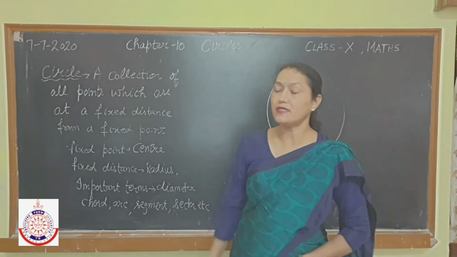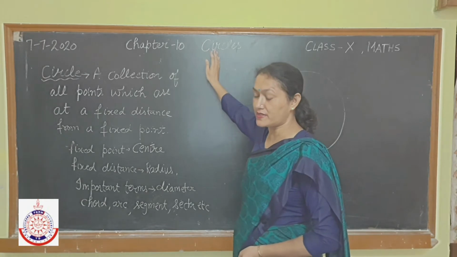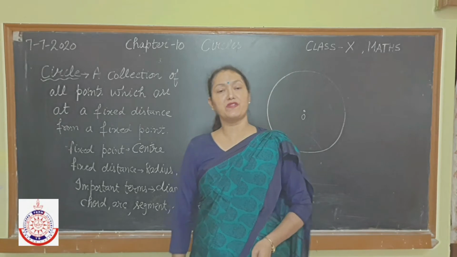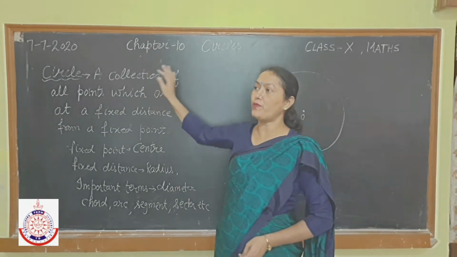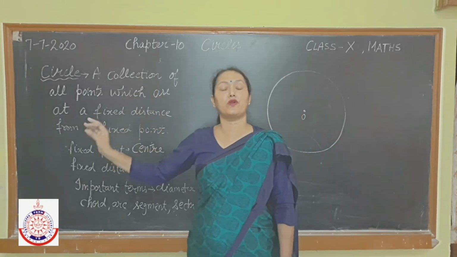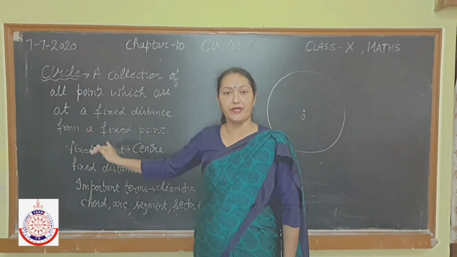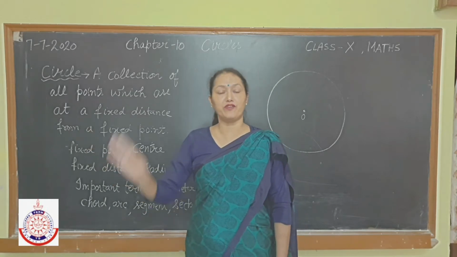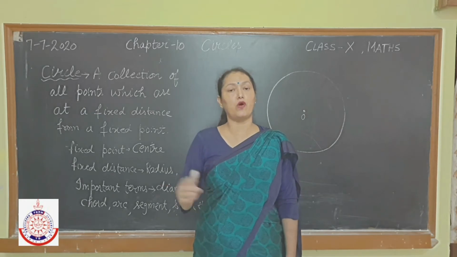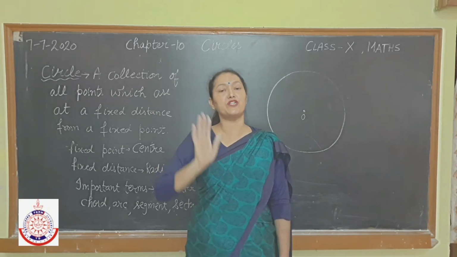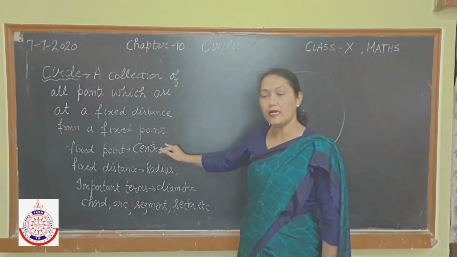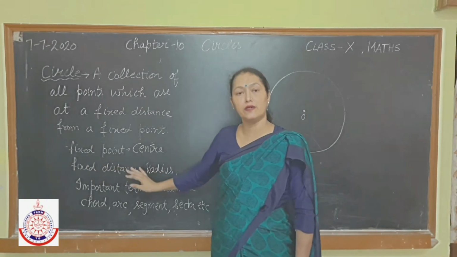Students, today we will be studying chapter 10, that is circles. Definition of circles you have done in 9th class, and you have studied that the set of all points, the collection of all points which are at a fixed distance or a constant distance from a fixed point, is called a circle. If we join various points which are at a fixed distance from a particular point, what shape is formed? Circle is being formed. This fixed point is called center and this fixed distance is called radius.